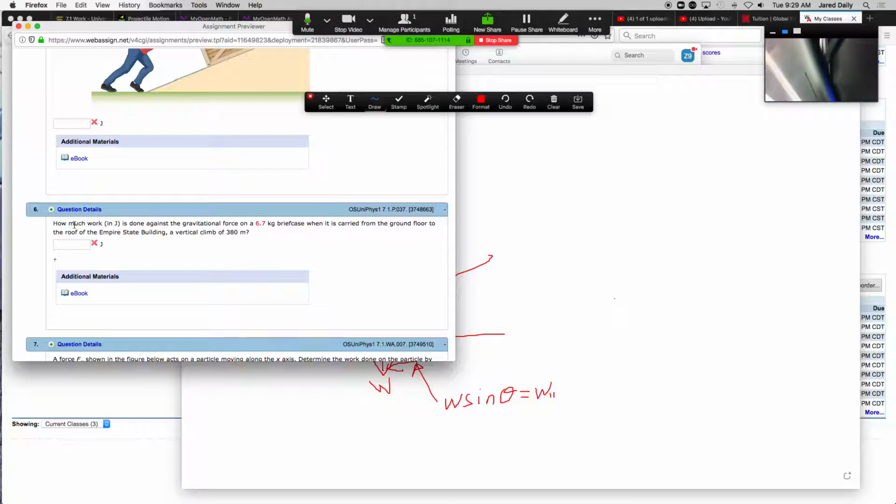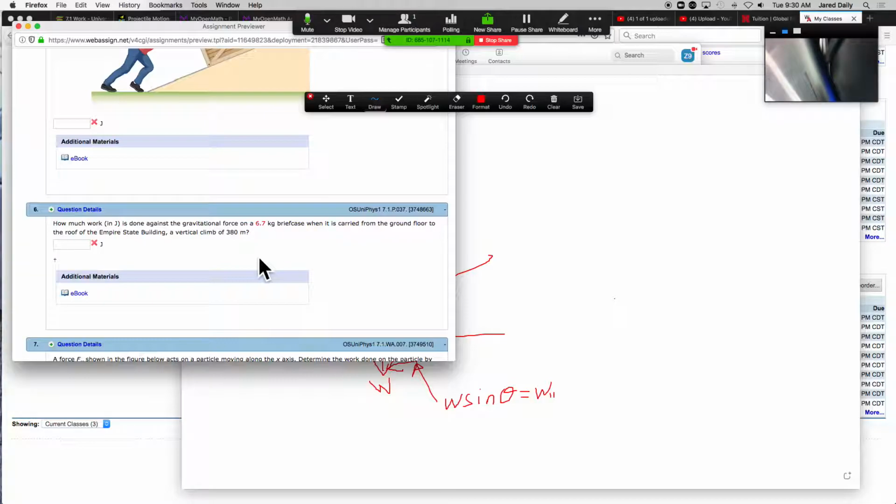Now, I think that it'd be better to say what is the minimum amount of work to do this, because if you actually move at a non-constant speed, then you will actually do more work. So what you're calculating here is actually the minimum amount of work, but I can't really change that. So anyway, this is the mass, so you multiply the mass times gravity, 9.8.